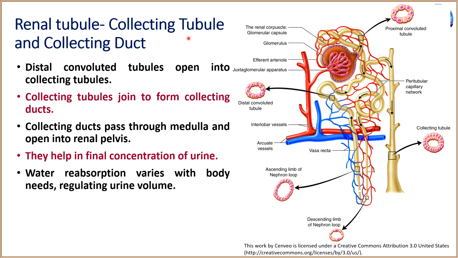Next is the collecting tubule and the collecting duct. The distal convoluted tubule opens up into the collecting tubules, which join to form the collecting ducts. The collecting tubules, many of them arising out of each nephron, join to form the ducts. These ducts pass into the medulla and then open up into the renal pelvis.